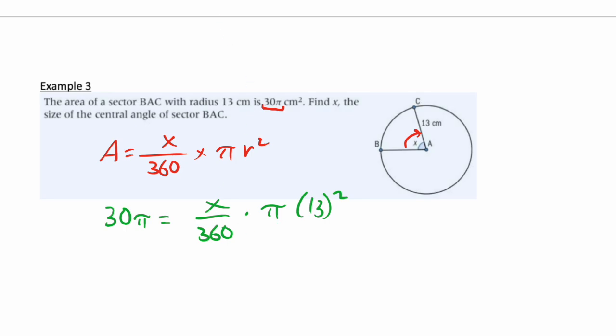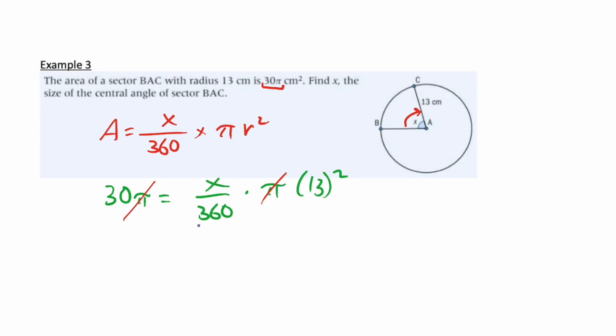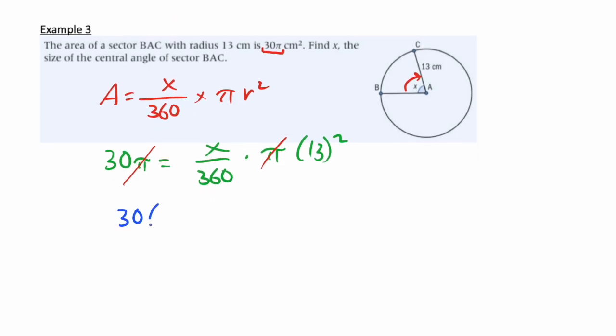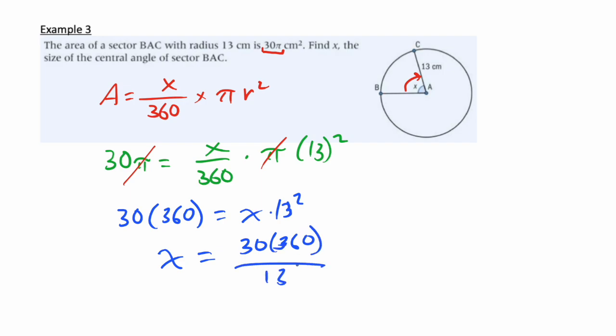You could solve by graphing and typing it in, but you can solve algebraically. First of all, you can divide both sides by pi, or just cross them out, and then multiply by 360. So we get 30 times 360 equals x times 13 squared. We can divide both sides by 13 squared, and we get 30 times 360 over 13 squared. Then you can type all that into your calculator, and you get about 63.9 degrees.